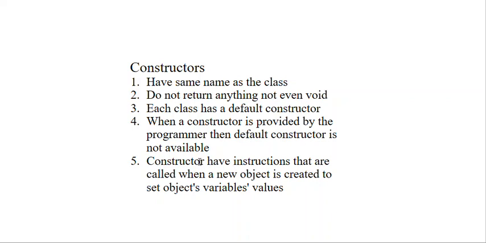And constructors basically have instructions that are called when a new object is created to make sure that the object's variable values are set at that time. So that's all about constructors in Java. In our next class, we will discuss the different types of method and method signature, and we will continue this discussion on dynamic and static binding and other topics in object-oriented programming.